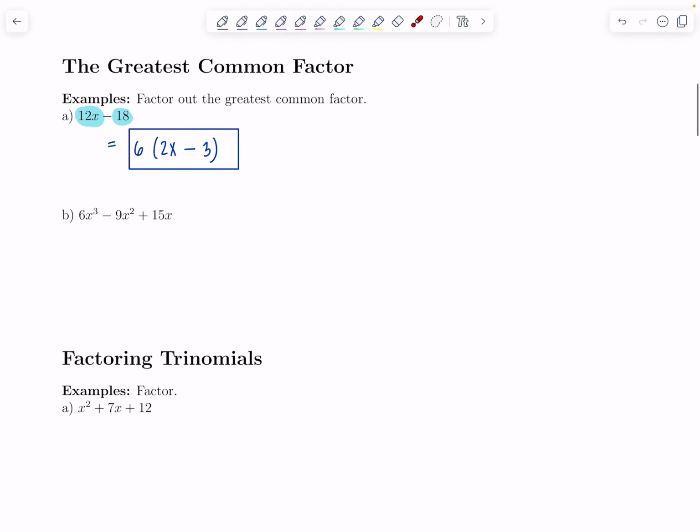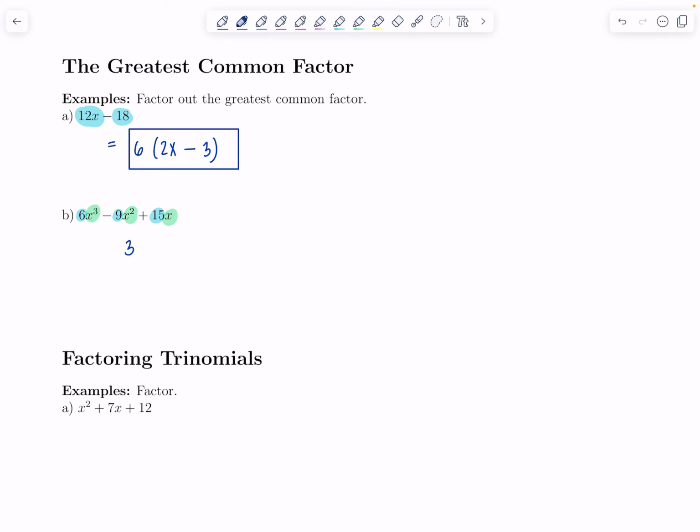All right, let's try one more. 6x cubed minus 9x squared plus 15x. So in this case, I can take out not just a constant, but a variable also. First, let's focus on the constants though. 6, 9, 15. What's the largest factor all of those three have in common? Just a 3, right? And then I'm looking at the variables, x cubed, x squared, and x. All I can take out is x to the first. I can't take out any more than what one of them has.